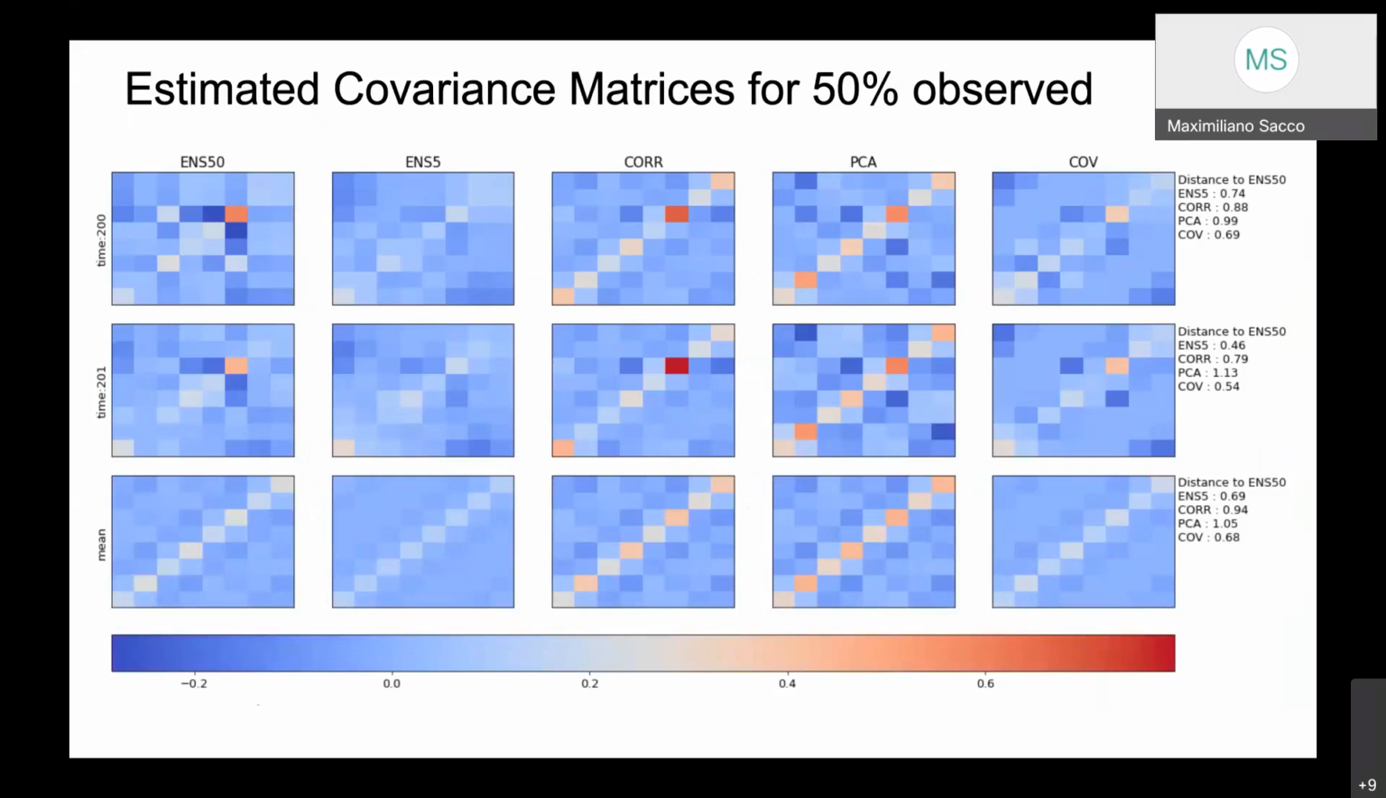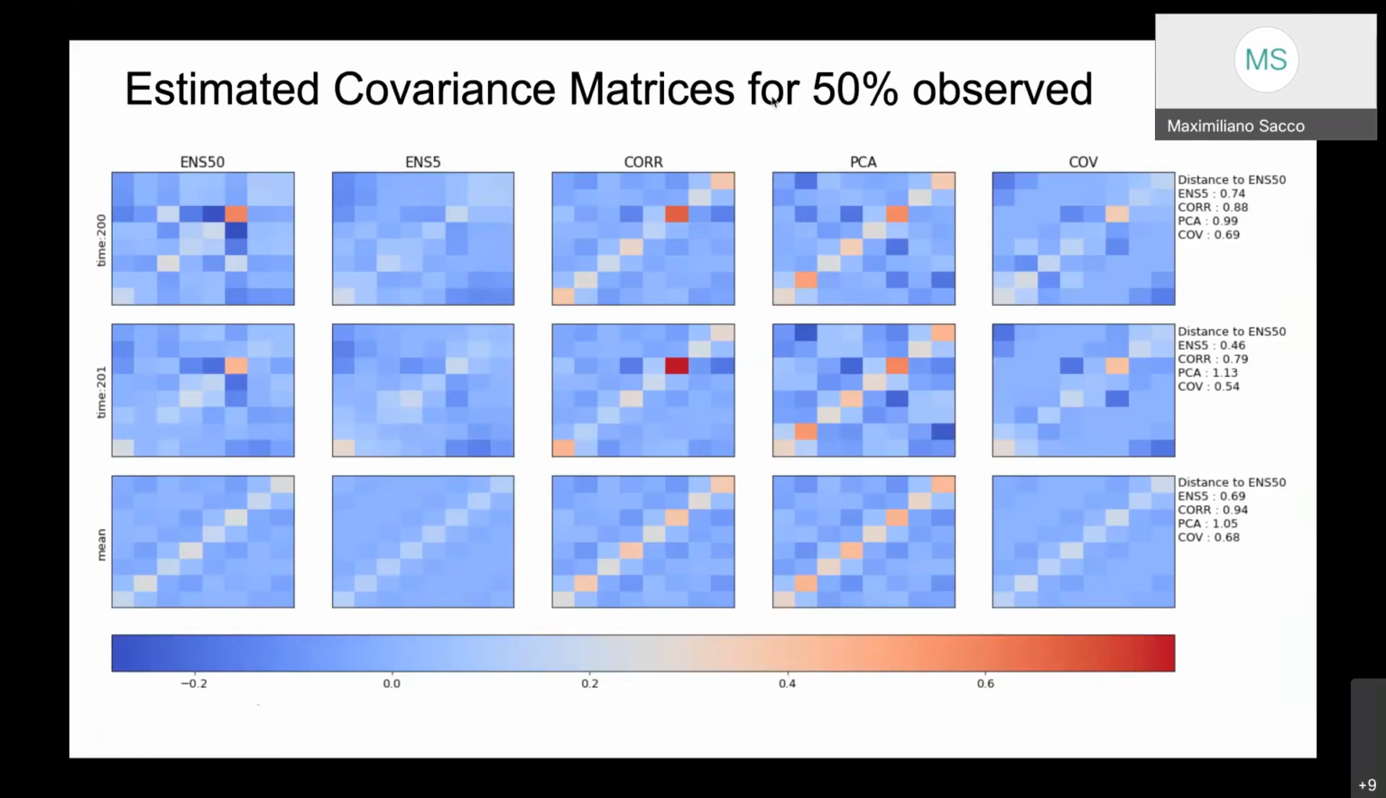What we are looking at now are the covariance matrices estimated by each method. The first and second rows are snapshots of the point estimate covariance for 2 consecutive times, while the third row is the mean over all the testing data. And the columns are the experiments. On the right of the figure it's shown the Frobenius distance from each method to the 50-member ensemble. So the idea is to compare the structure of the covariance matrix estimated by each method with the ensemble.